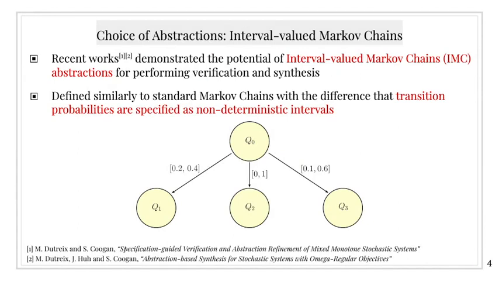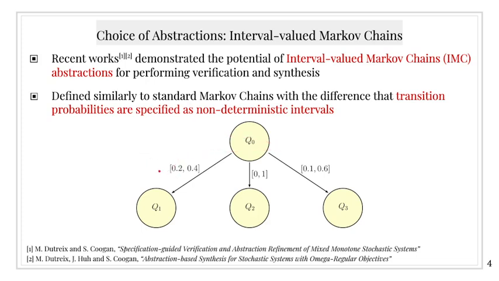Recent works have shown the potential of so-called interval Markov chains, otherwise known as IMCs, for abstracting discrete time stochastic systems. IMCs are defined similarly to standard Markov chains, with the key difference that the probability of transition between any two states is given as an interval of probability instead of being just a single number.